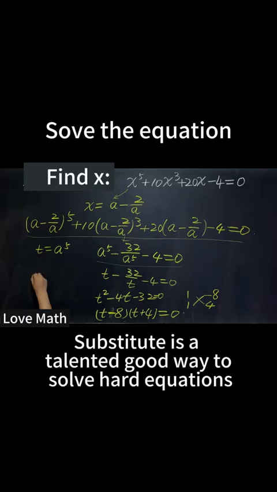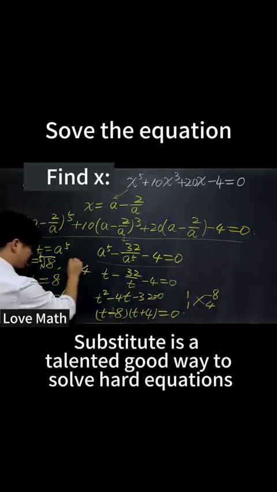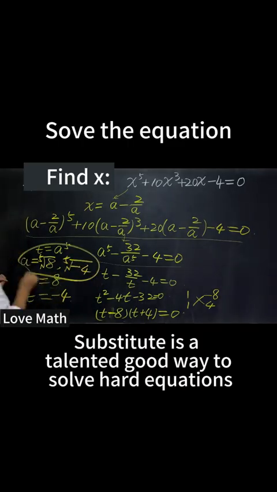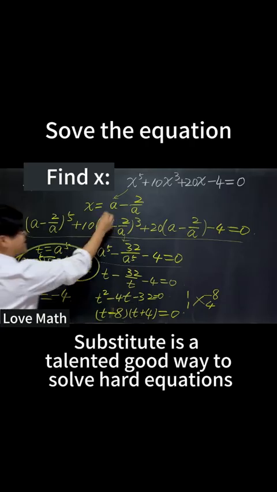Then for t, he solved and got two values. T is either equal to 8 or t is equal to negative 4, right? And isn't t equal to a to the fifth power? So he got a equals what? A equals the fifth root of 8. And what else did he get? There's also the fifth root of negative 4. So he got two answers. A equals the fifth root of 8 and the fifth root of negative 4.